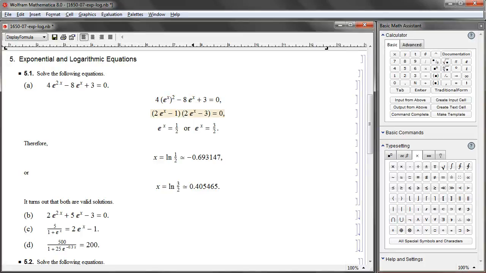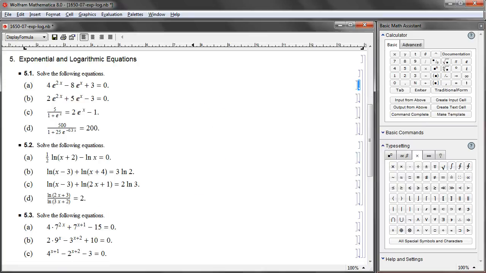Factor it, and you're going to get something like that. Setting the first factor equal to 0, you're going to get e to the x is 1/2. Setting the second factor equal to 0, we get e to the x is 3/2. Taking a log of both, we get log of 1/2 and log of 3/2, and those are valid solutions. However, in some cases, we may end up with some extraneous solutions, like the second example here.